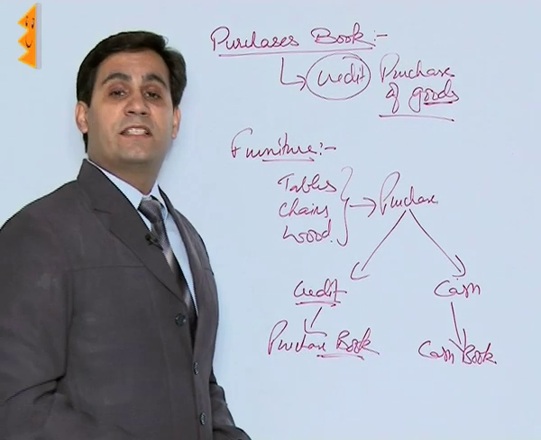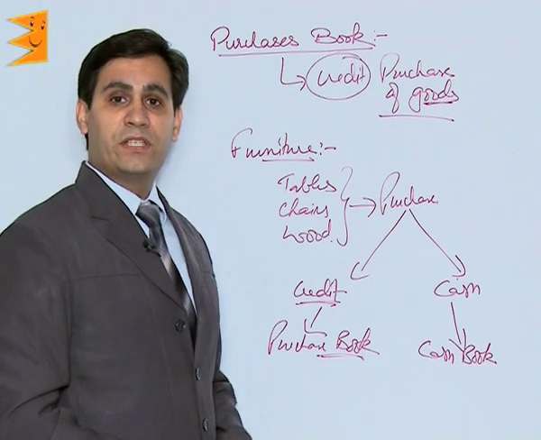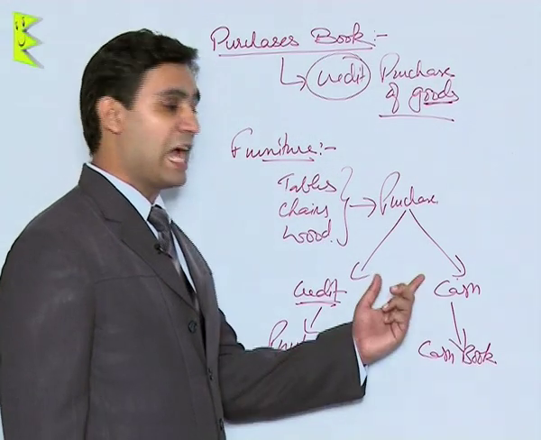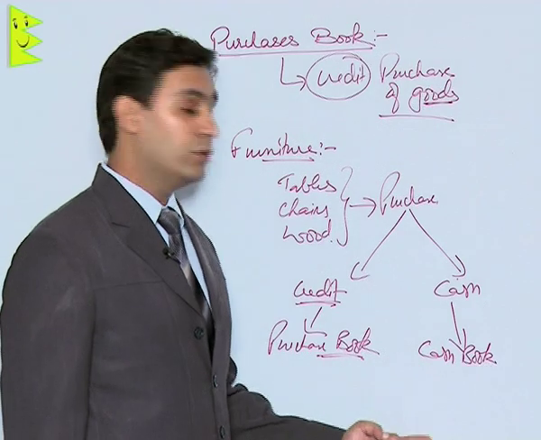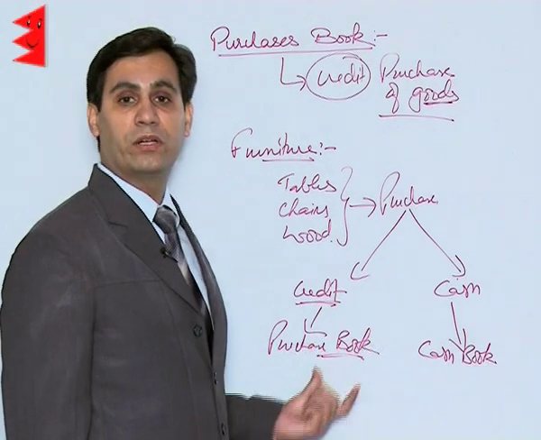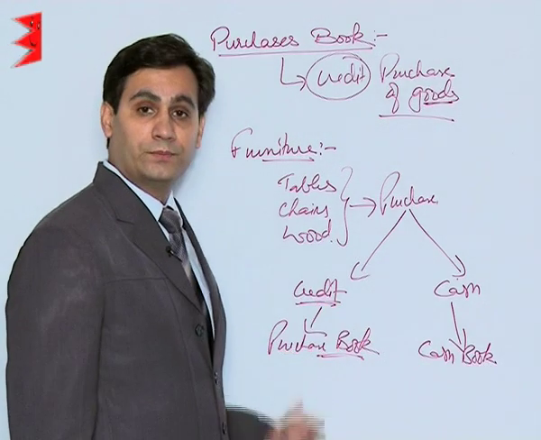Similarly, let's say you deal in stationery. So any kind of stationery items which you purchase in cash would be recorded in the cash book, and if you purchase them on credit, they would be recorded in the purchase book.